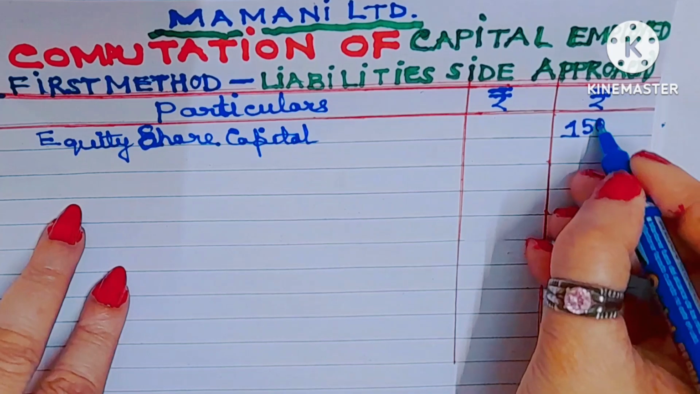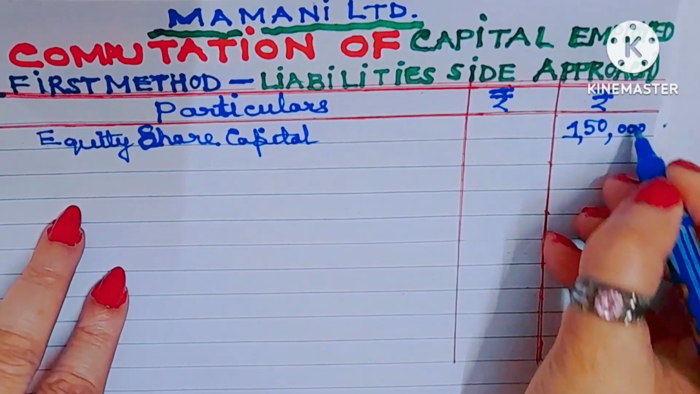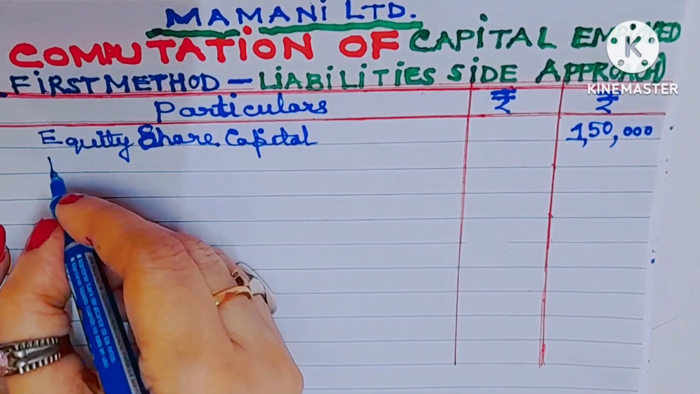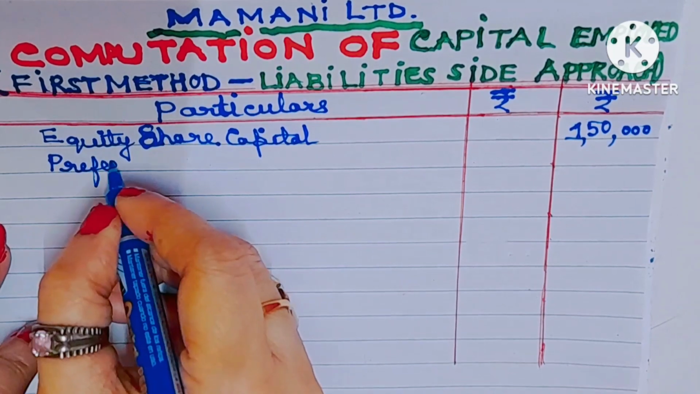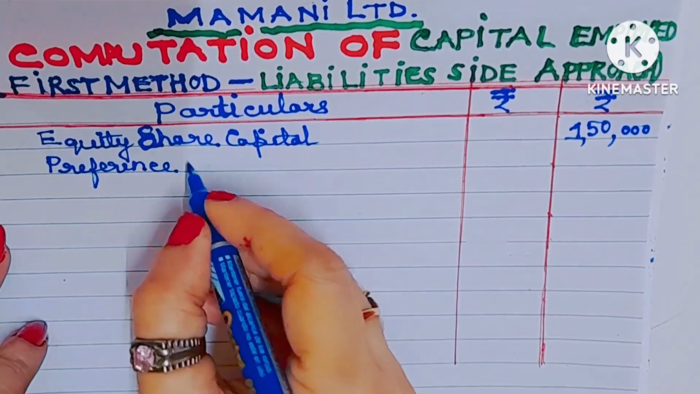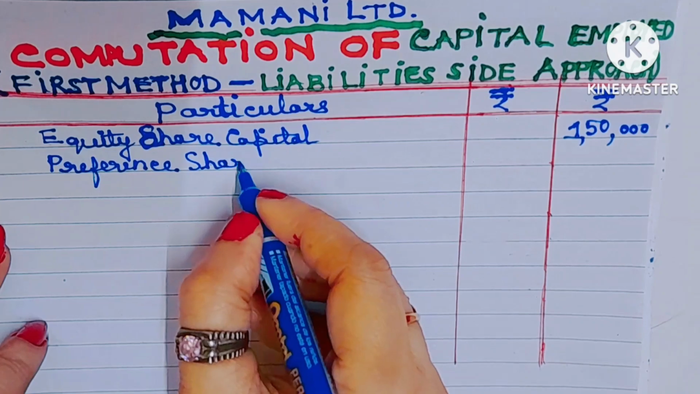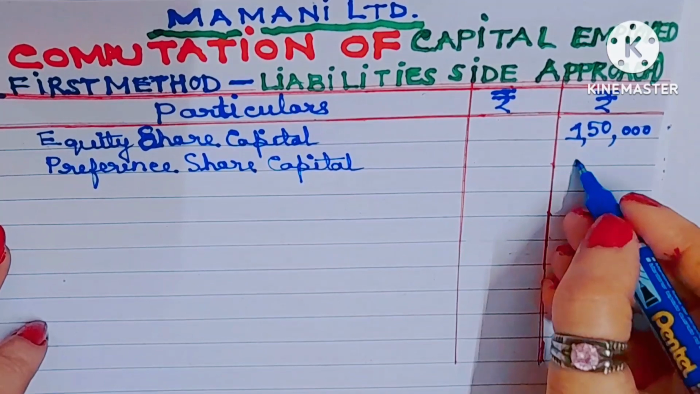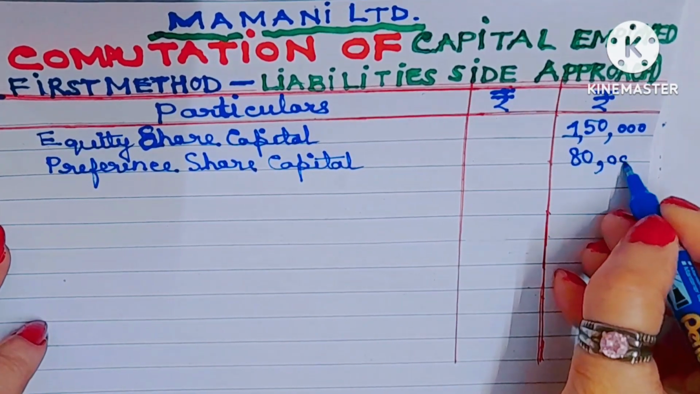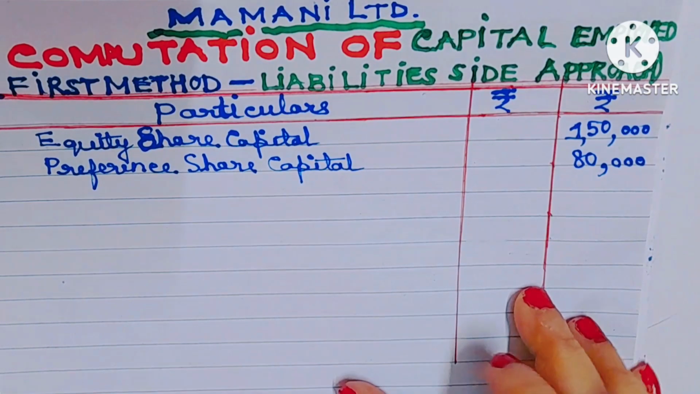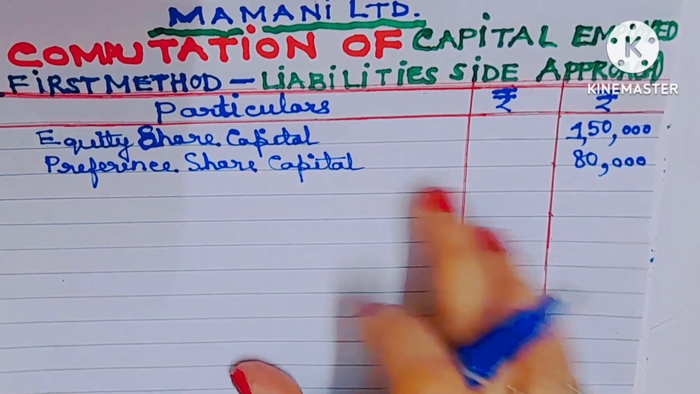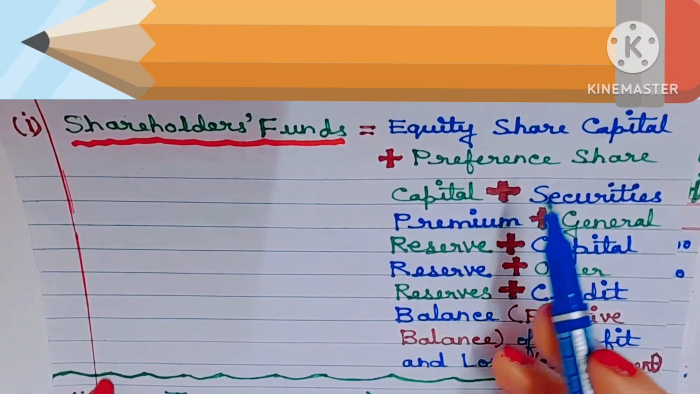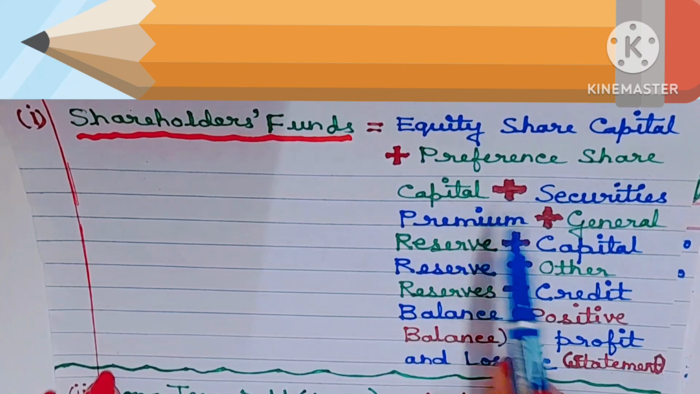1,50,000 and preference share capital 80,000. Okay, preference share capital 80,000 in the outer column or the second column. So we'll write preference share capital 80,000 in the outer column or the second column. Okay, so equity share capital and preference share capital we have done.